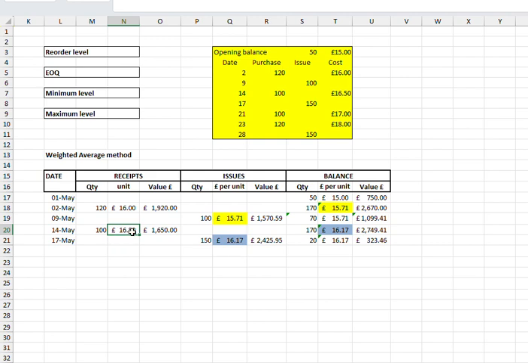price. Okay, so we've used the same numbers for both AVCO and FIFO, but if you look at what we did for FIFO, we do end up with a different valuation. Okay, hope that's been helpful.